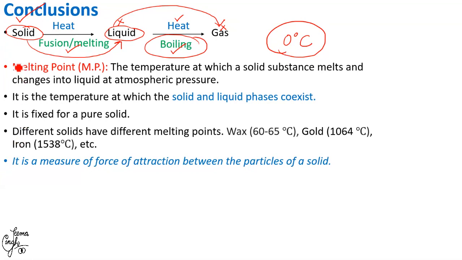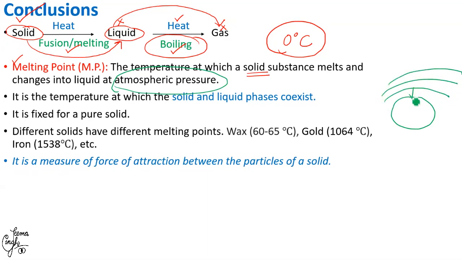For any solid, the melting point is defined as the temperature at which a solid substance melts and changes into liquid at atmospheric pressure. By atmospheric pressure, I mean the force exerted on the surface by the atmosphere or the air present above it due to the gravitational pull of the earth. It is also called air pressure, and it is commonly measured with the help of an instrument known as barometer.